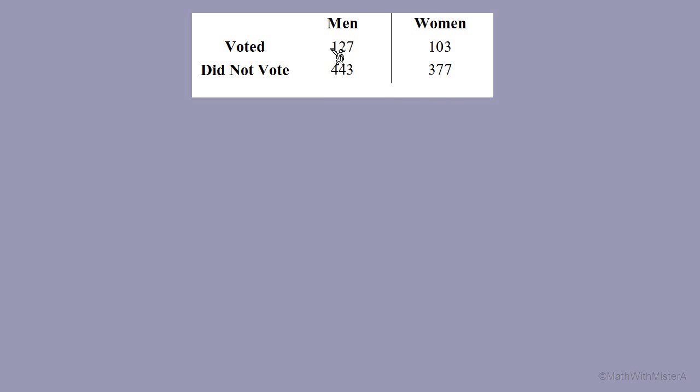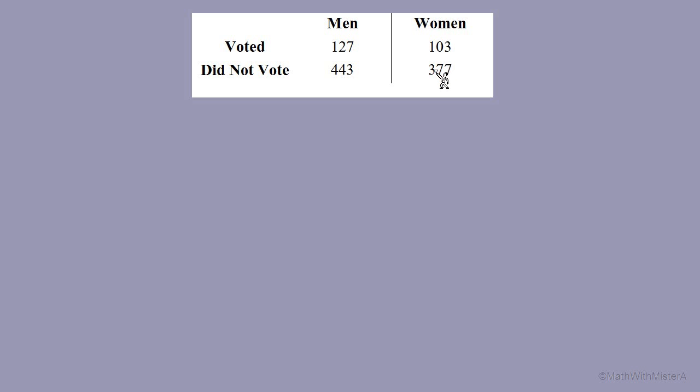The 127 is under men and in the row for voted, so it's that many people who voted who were men. And in the 443, we see it's men who did not vote. So there's the group of people who did not vote who were also men. On the column for the women, 103 of the women voted, 377 of the women did not vote.